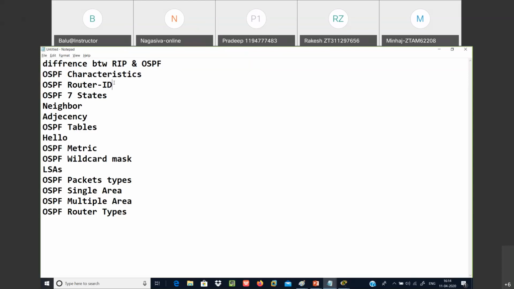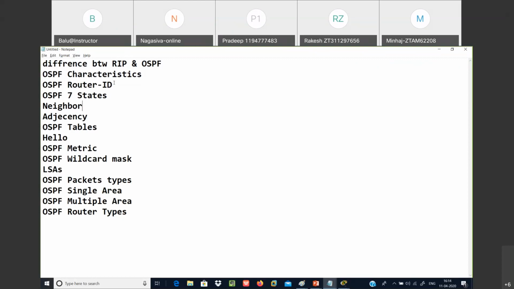OSPF router ID is used to identify the router in the OSPF network. First preference is the router-id command, second preference is the highest loopback interface IP address, and third preference is the highest physical interface IP. OSPF 7 states: down state, init, two-way, exstart, exchange, loading, and full.